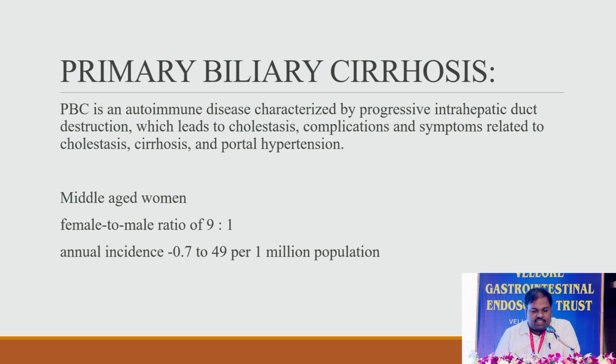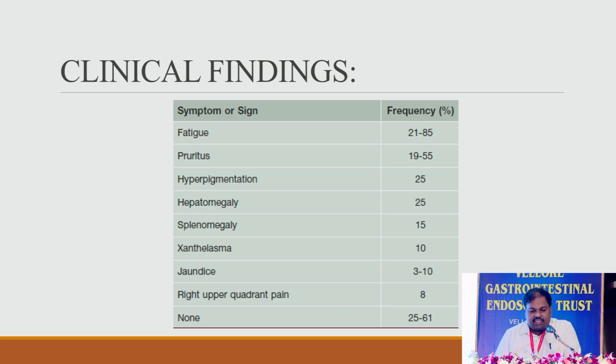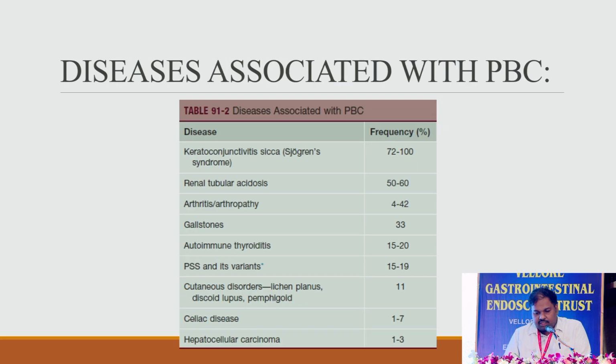Primary biliary cirrhosis is an autoimmune disease characterized by progressive intrahepatic duct destruction, which leads to cholestasis, and the complication symptoms are related directly to cholestasis, cirrhosis or portal hypertension. It usually manifests in middle-aged women. The female to male ratio is 9:1 and the annual incidence is about 49 per 1 million population. The clinical presentation usually starts with prodromal symptoms like fatigue and pruritus. Other findings like hepatomegaly, hyperpigmentation and splenomegaly are present in about 10 to 25% of patients.